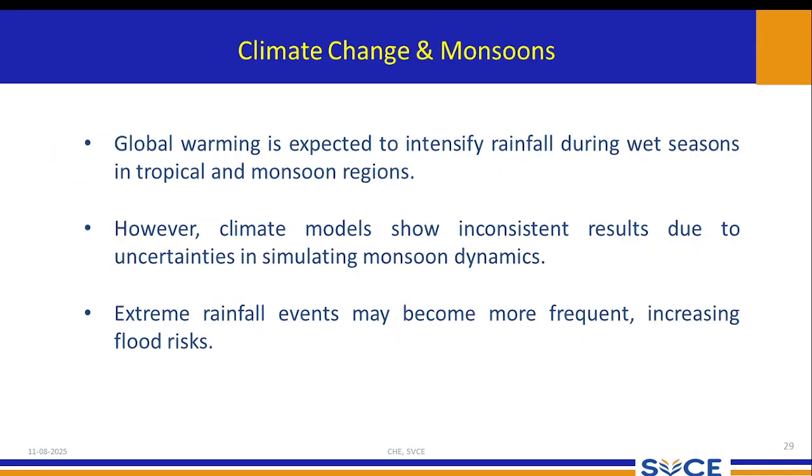Global climate change, climate change and monsoons. Global warming is expected to intensify rainfall during wet seasons in tropical and monsoon regions. However, climate models show inconsistent results due to uncertainties in simulating monsoon dynamics. Extreme rainfall events may become more frequent, increasing the flood risk.